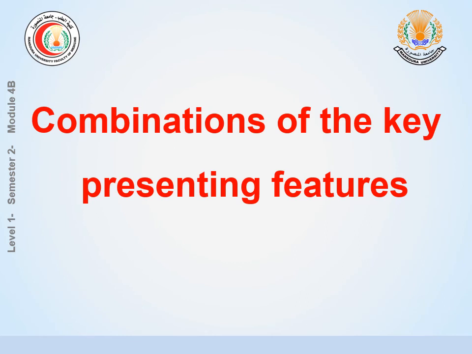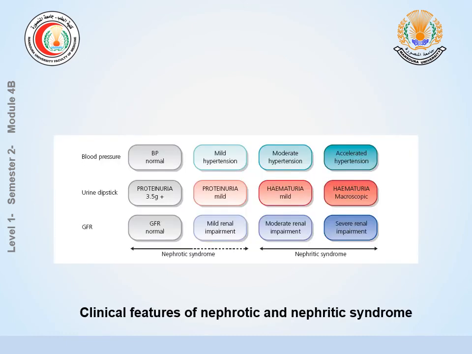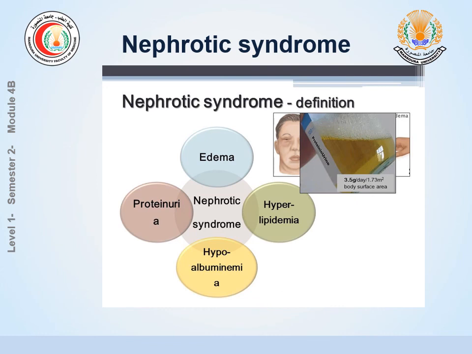Sometimes we have more than one feature of kidney disease. These features are a combination of common symptoms of kidney disease such as high blood pressure, dipstick abnormalities, starting from mild proteinuria to nephrotic range proteinuria, which means more than 3.5 gram, hematuria, changes in the GFR, and impairment of the kidney function. We have what's known as nephrotic syndrome and nephritic syndrome, which are actually a collection of symptoms and signs. So what is nephrotic syndrome?